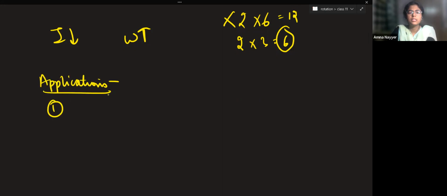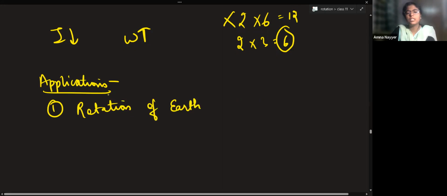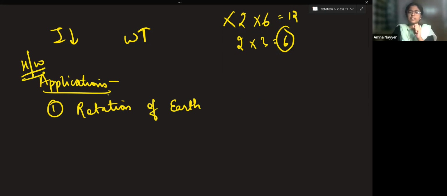So the first application involves the rotation of Earth. In rotation, this part is your homework, to write all these statements clearly. I'm just explaining. See, if Earth shrinks, let's say Earth decreases, Earth's moment of inertia decreases, then what will happen? The angular velocity, the angular spin of the Earth, will increase so that angular momentum will remain conserved.